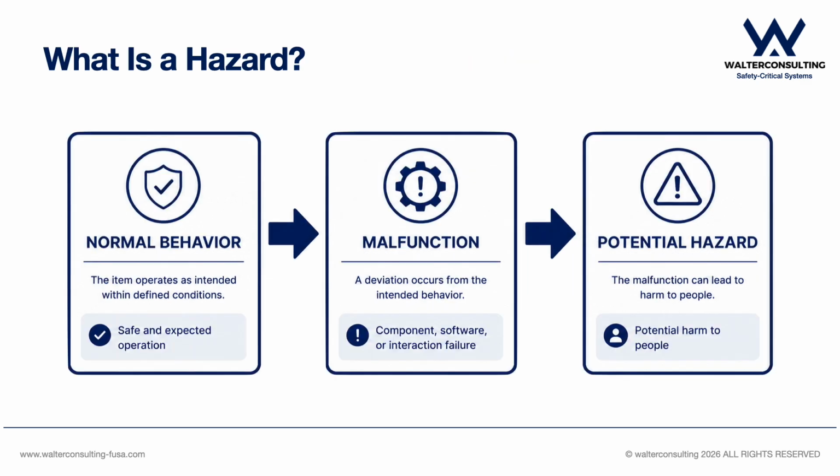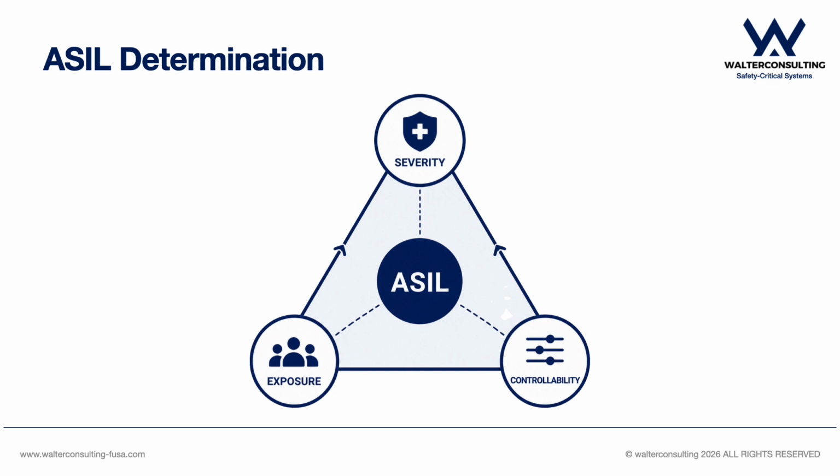A hazard is a potential source of harm. Within ISO 26262, hazards are typically associated with malfunctioning behavior of a system. Not every malfunction creates a hazard, but certain malfunctions can lead to situations that may result in harm. Understanding these hazards is a critical step within the safety lifecycle, because they provide the starting point for risk assessment and safety planning. Once hazards have been identified, their associated risks can be evaluated, and this leads directly to ASIL determination.